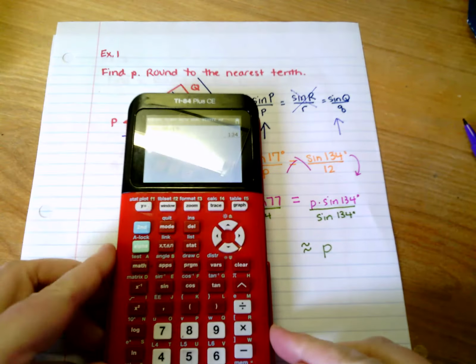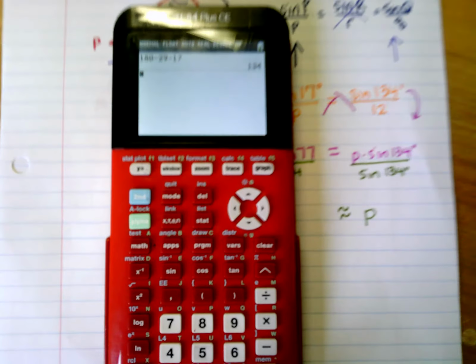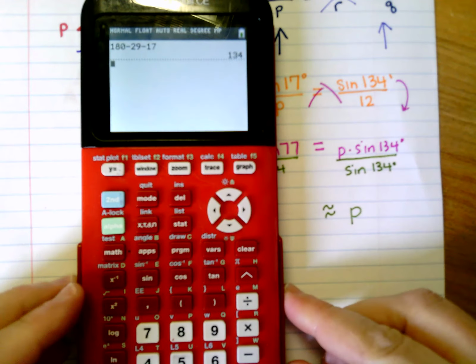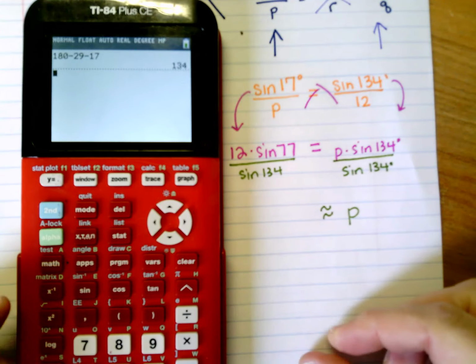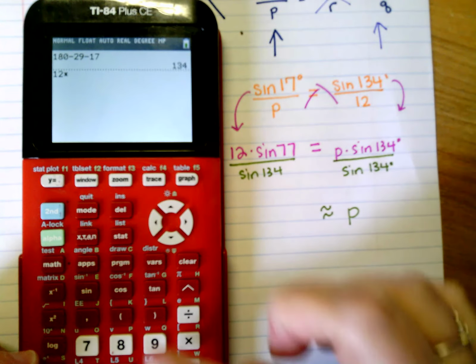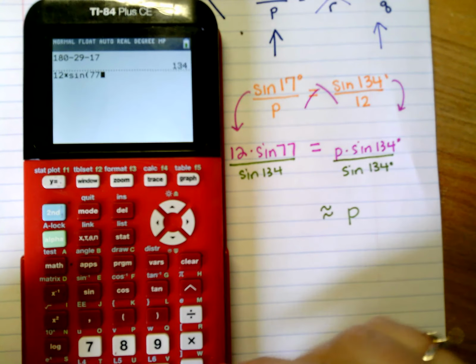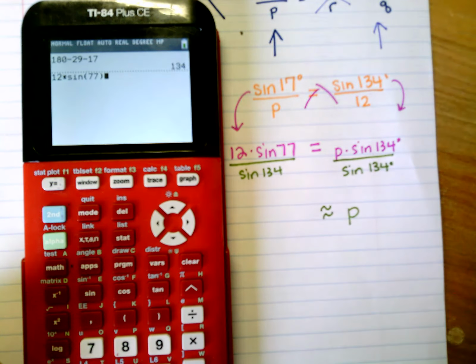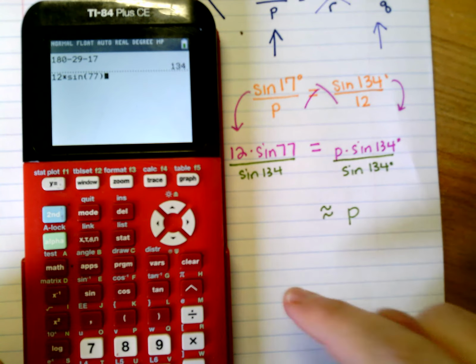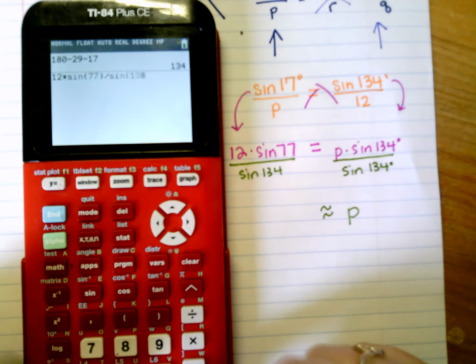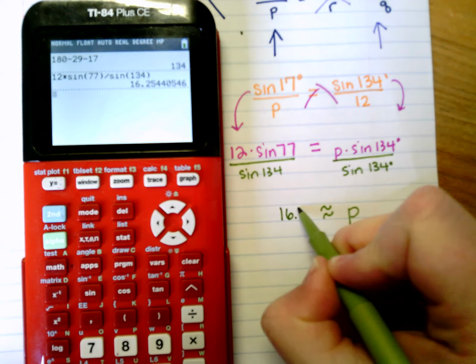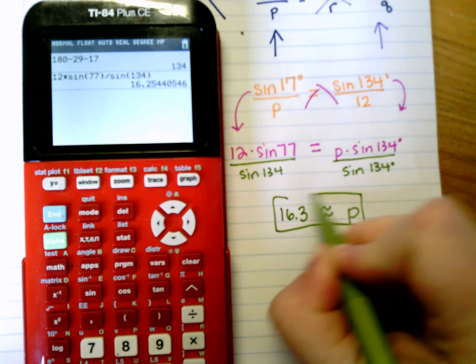And I'm going to attempt, I don't know if I can fix the glare here. Hopefully that'll work. But my goal here is to type in 12 times the sine of 77. And at this point, if you're using a phone calculator or something else, either make sure you close the parentheses or hit enter before you divide by sine 134, divided by the sine of 134. And I might as well close those parentheses also. And I'm going to hit enter. And I get that P is about 16.3. And that's it.